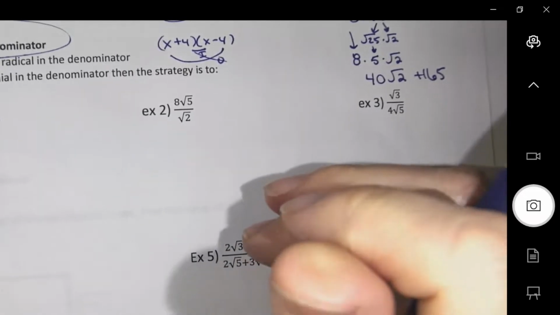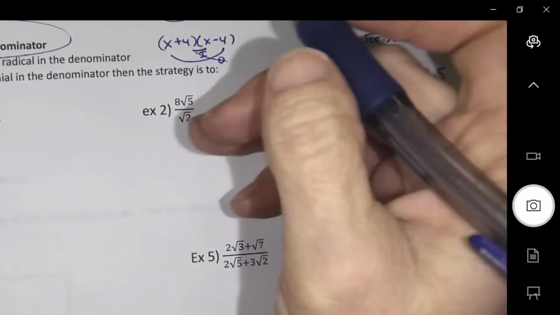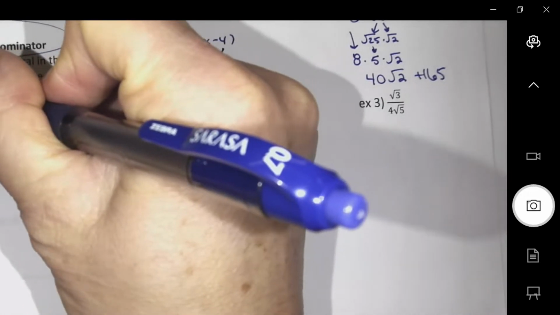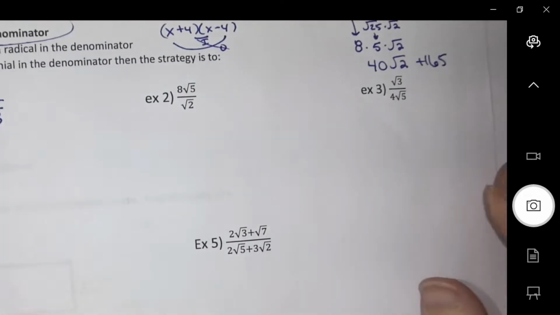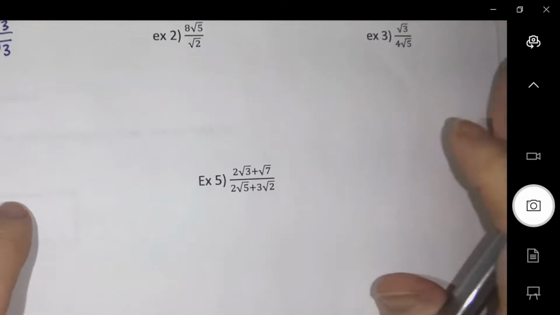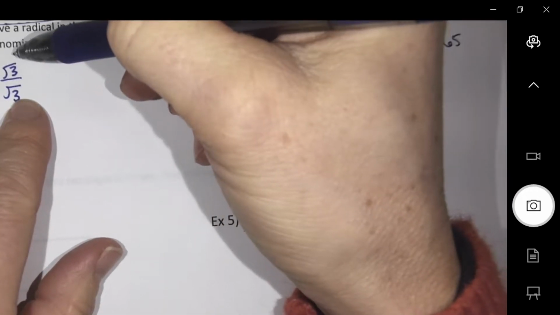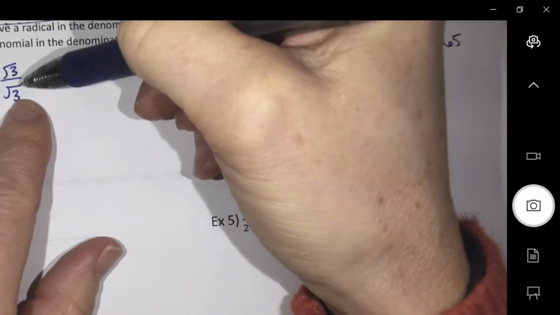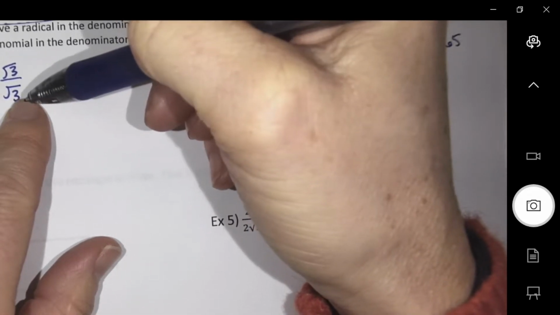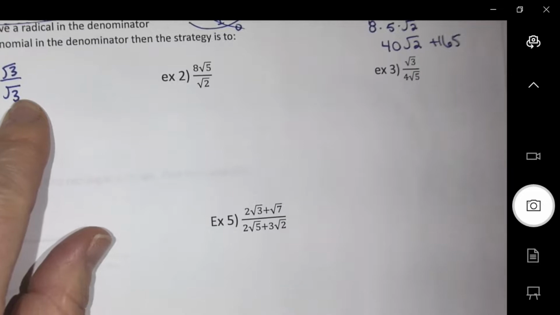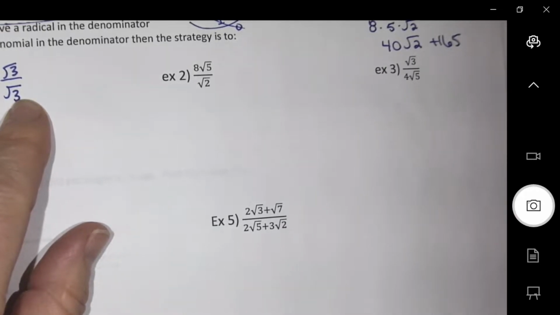If I do that to the bottom, what else should I do? Same thing to the top. Essentially, what I've done in math is I've times by 1. This is 1, right? When you have the same thing over the same thing, it's 1. If you're timesing something by 1, you're not changing the value of it. We're changing the look of the number, but not the value of the number.